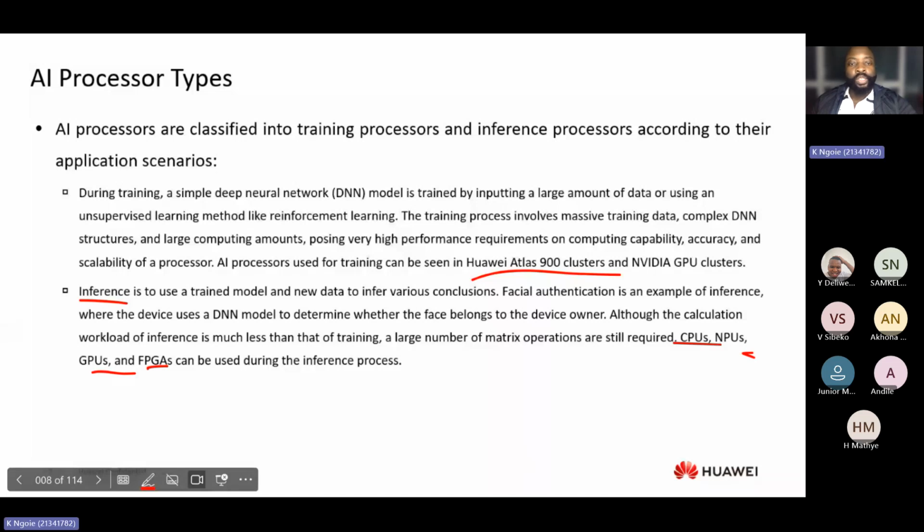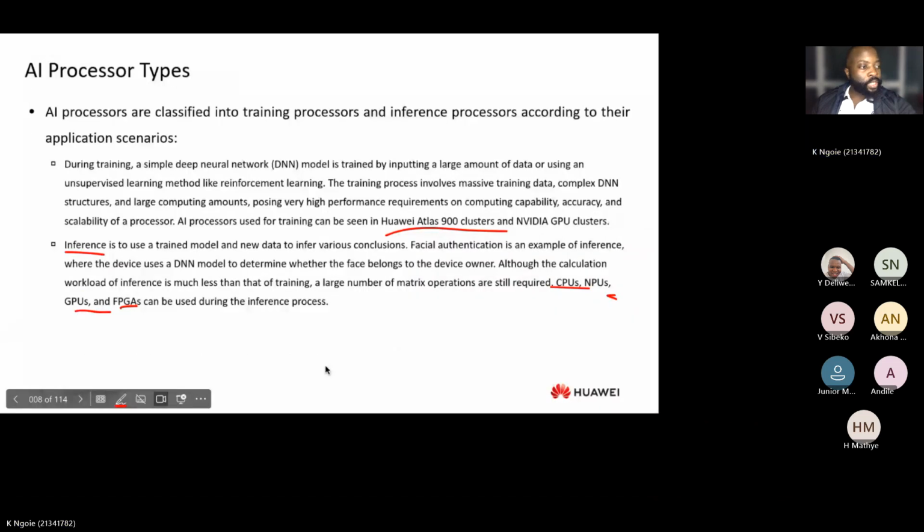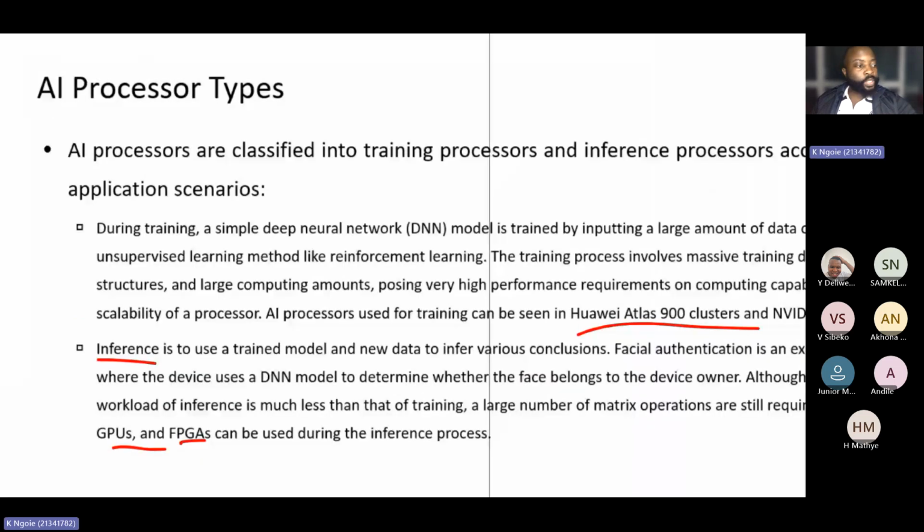Okay, so let me just make sure that I'm recording this. Are you guys able to see my screen? Yes, sir.